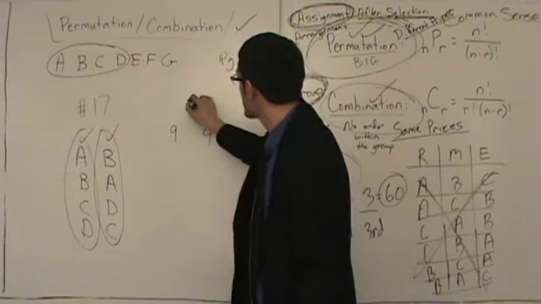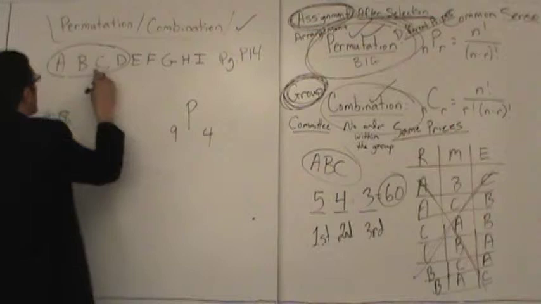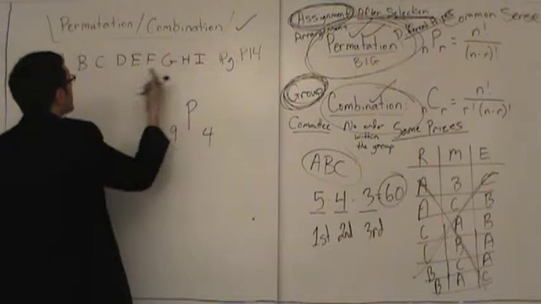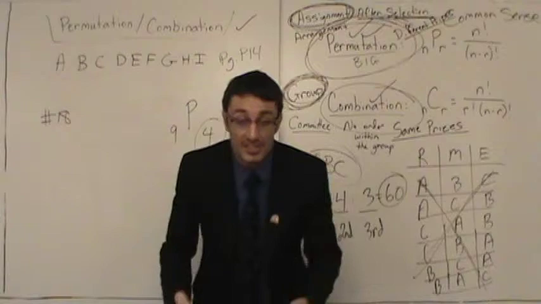We're looking at number 18. A, B, C, D, E, F, G, H, I. So we have 9 reporters, and we're going to select how many? We're going to select 4, and these 4 reporters are going to be assigned to cover 4 different stories. So question, we're selecting 4, but is there assignment of position? Yes, we're assigning to stories.